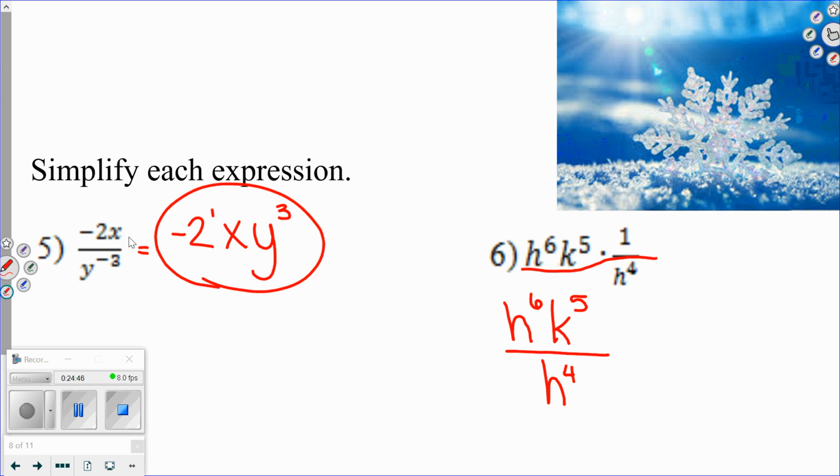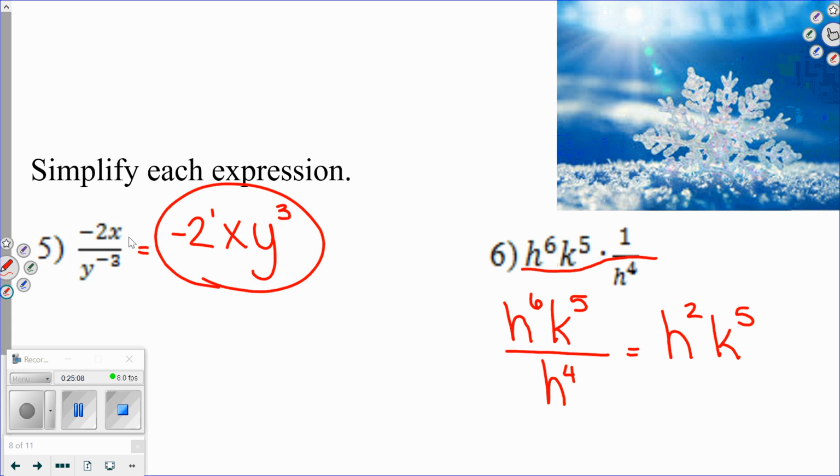So do I have anything that needs to be distributed? Do I have any like terms? Yes. I have h's. What do I do with their exponents? You subtract them. All right, so what is 6 minus 4? That wasn't a trick question. All right, and then I still have the k to the fifth.